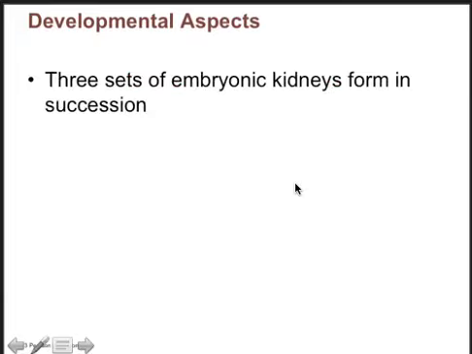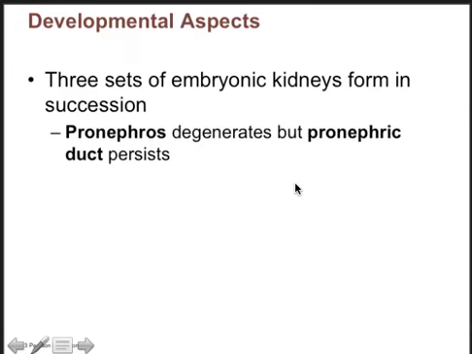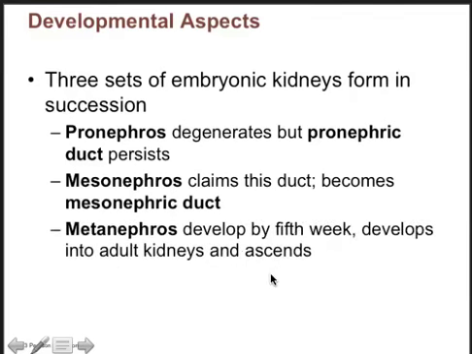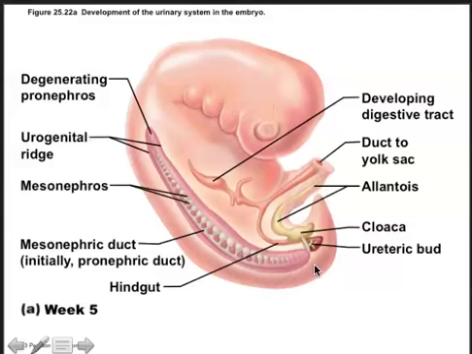There are three sets of embryonic kidneys that form in succession during human development. The pronephros degenerate, but the pronephric ducts persist. The mesonephros claim this duct and it becomes the mesonephric duct, and the metanephros develop by the 5th week, and this develops into the adult kidney and begins to ascend inside the body cavity. And so here you can see an example of how these ducts work.